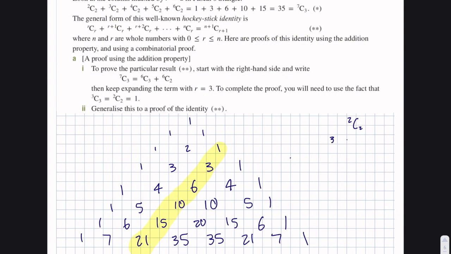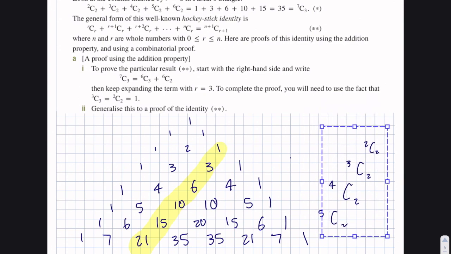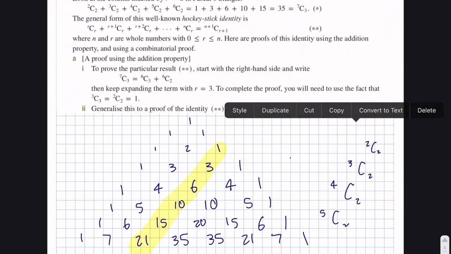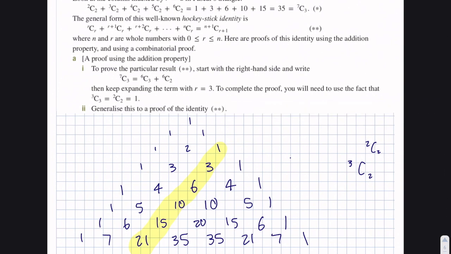2C2, 3C2, 4C2, 5C2, etc. So I've written this too far up. 6C2, etc. I should at least make it line up. 4C2, 5C2, 6C2, 7C2. So all the ones where the smaller number r is 2. So it's going to be those ones. So that's 1 plus 3 plus 6 plus 10 plus 15 plus 21, etc.